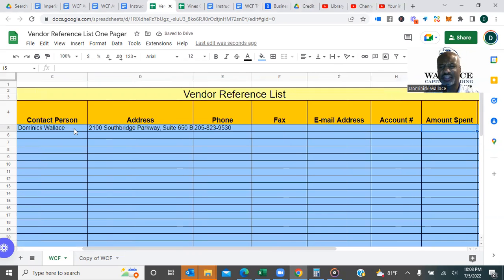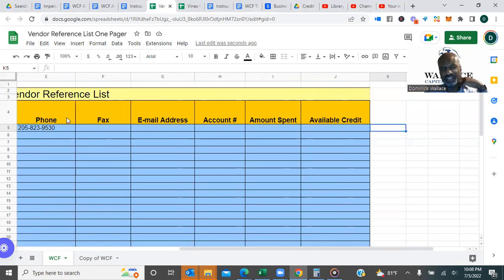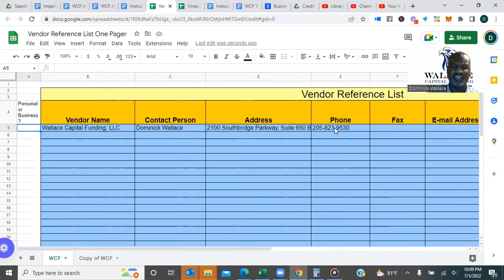Then the account number, the amount that was spent, and the amount of credit. So that's the total amount that has been spent with that vendor, and the available credit, meaning how much you could charge in a credit period with your vendor. So let's say you have a net 30-day. What's the total amount you can charge in that net 30-day? This is a good way to keep track of the information for all your vendors.